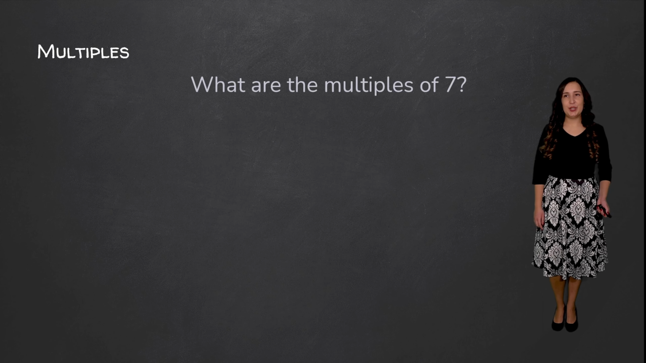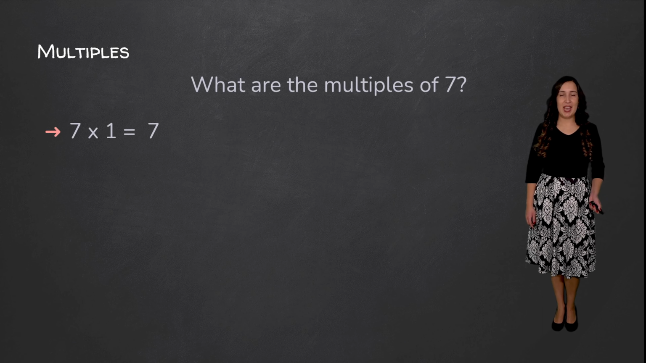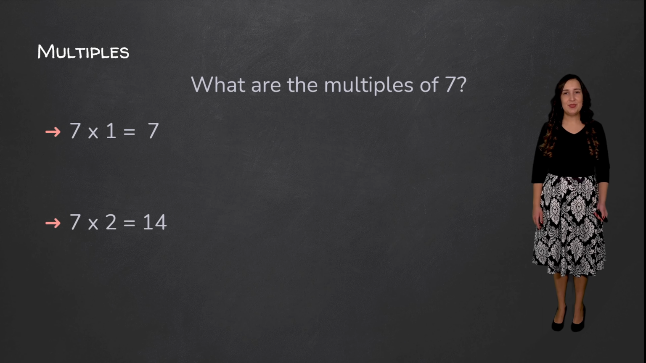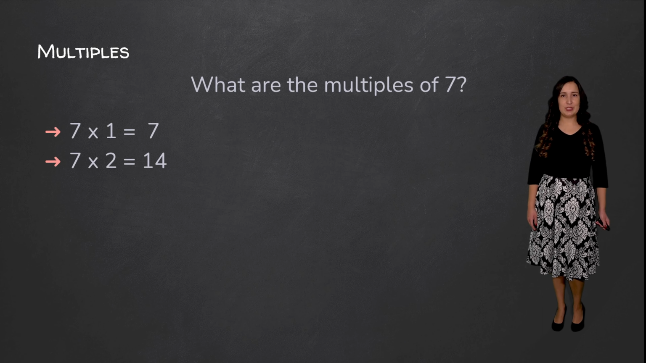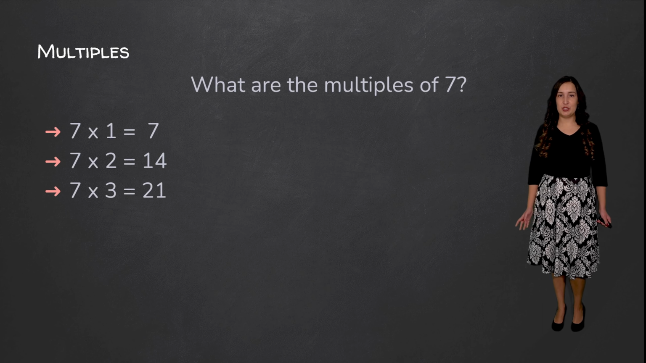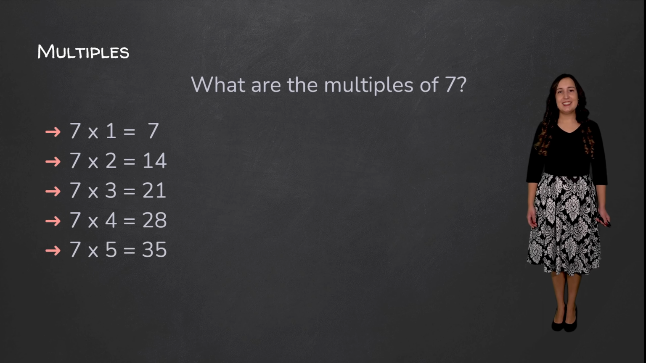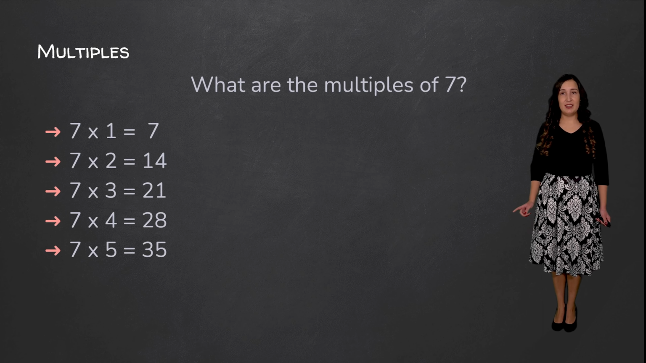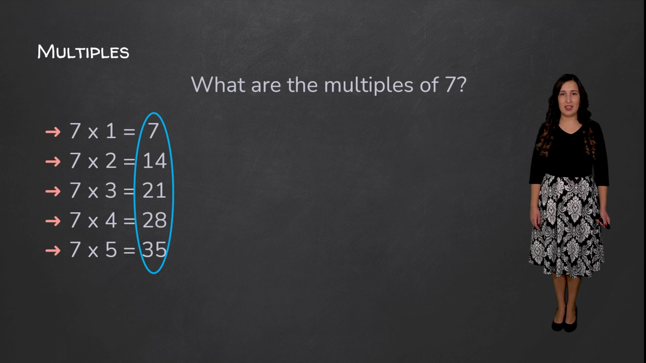All right, so what are our multiples of 7? So we have 7 times 1, which is 7, 7 times 2, which is 14, 7 times 3, which is 21, 7 times 4, which is 28, 7 times 5, which is 35, and these are our multiples of 7.